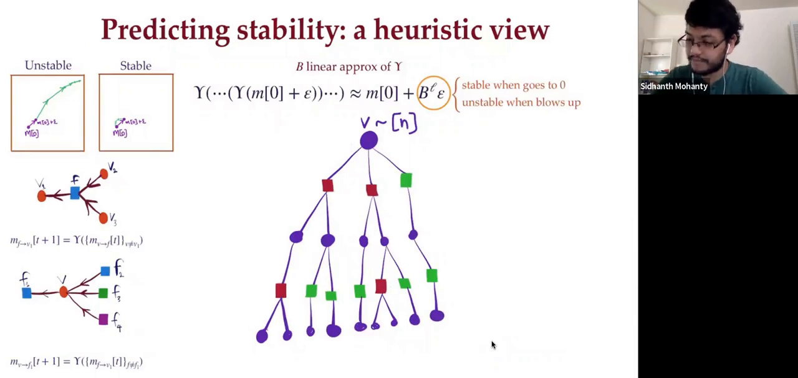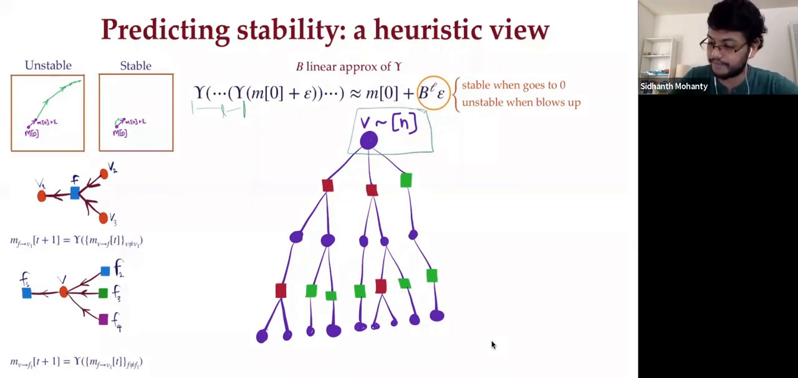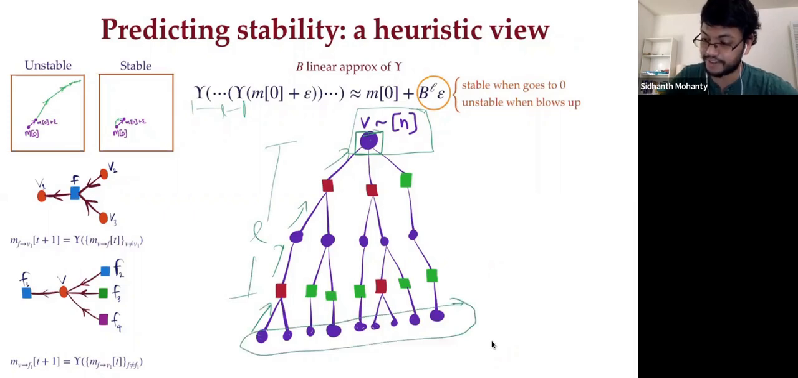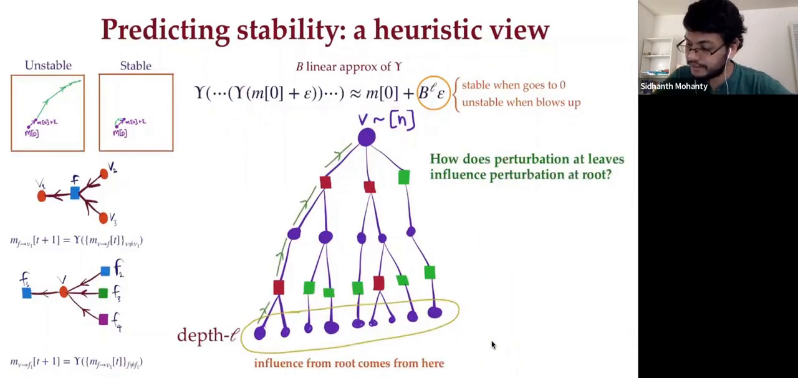So now, in order to understand what happens when you run L rounds of belief propagation, let's pick a random vertex in our graph, which we shall call V. Now, because of the nature of this belief propagation update rule, if I look at its radius L neighborhood, which by the way is most likely going to look like a tree, all the influence on this vertex happens due to vertices which are some distance L away. So it's only this set of leaves which influence what happens at the root vertex V. So the question is, how does the perturbation at the leaves influence the perturbation at the root?